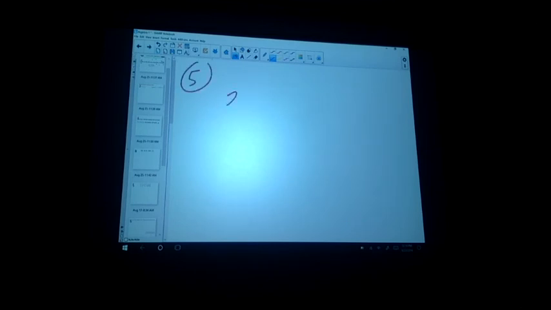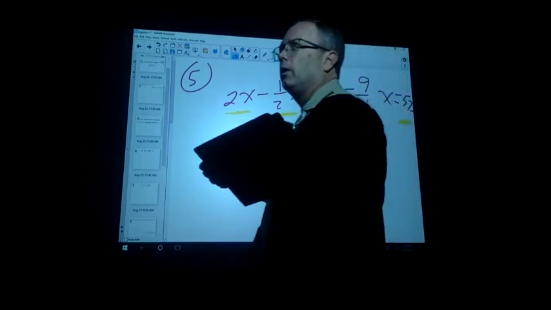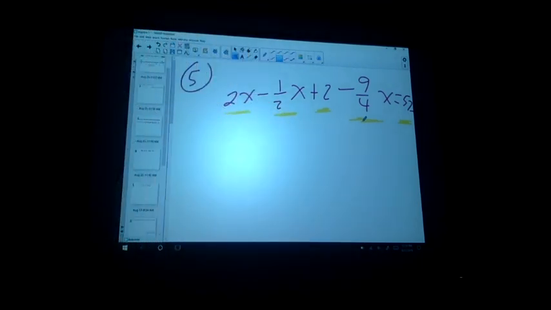Number 5: 2x minus 1/2 x plus 2 minus 9 over 4x equals 52. Is that one? Okay. So I'm going to look here, here, here, here, here. How many yellow marks do I have up there? 5. So how many terms do I have to this problem? 5. Is everyone comfortable with that?